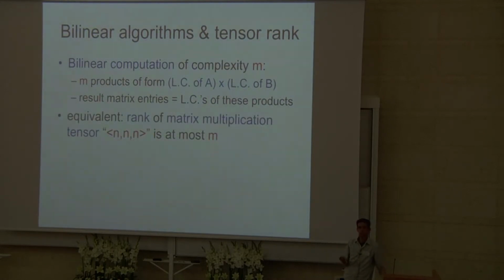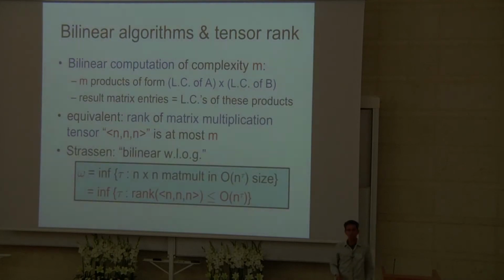And it turns out that that's exactly equivalent to bounding the rank of what's called the matrix multiplication tensor, denoted by this ⟨n,n,n⟩ to indicate n by n matrix multiplication. And the rank being at most m is equivalent to saying that there are m products in the bilinear algorithm that you're using.